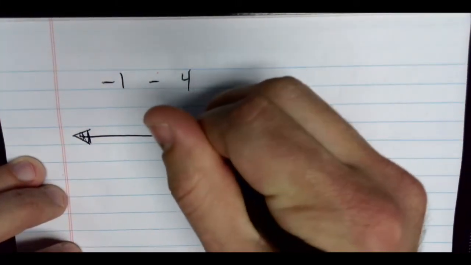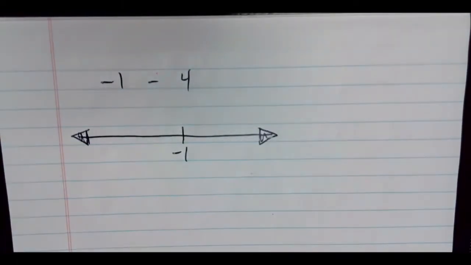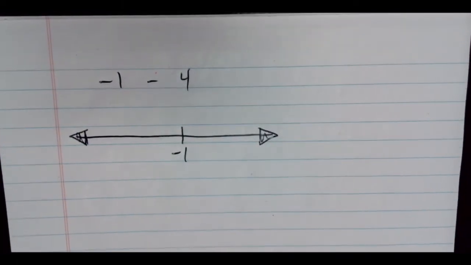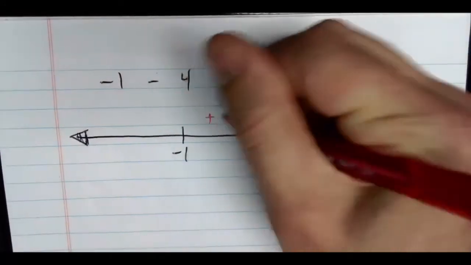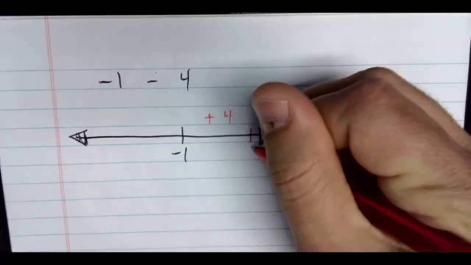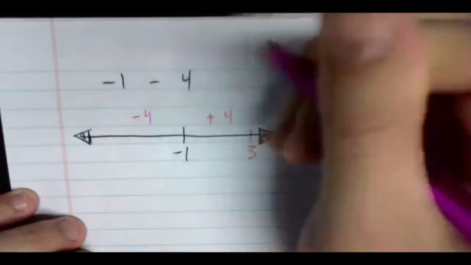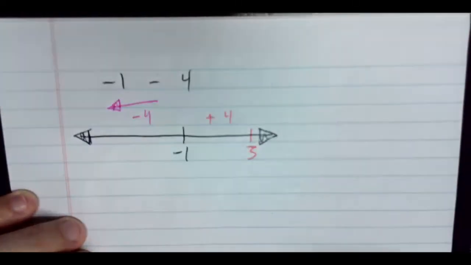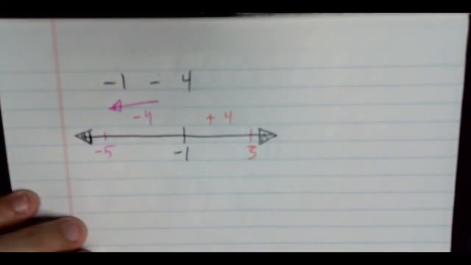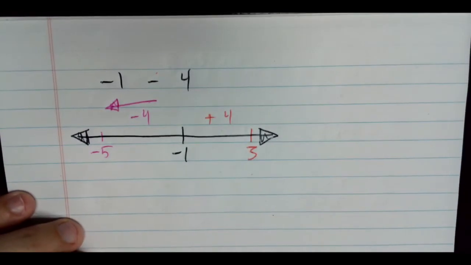So, one thing to do is to think about the opposite, right? If you think, well, I know what plus 4 would be. When I add a value, it means I move what direction on the number line? To the right. You go up. So, plus 4 would be over here at 3. But if it said minus 4, that means I'm going to go that way.